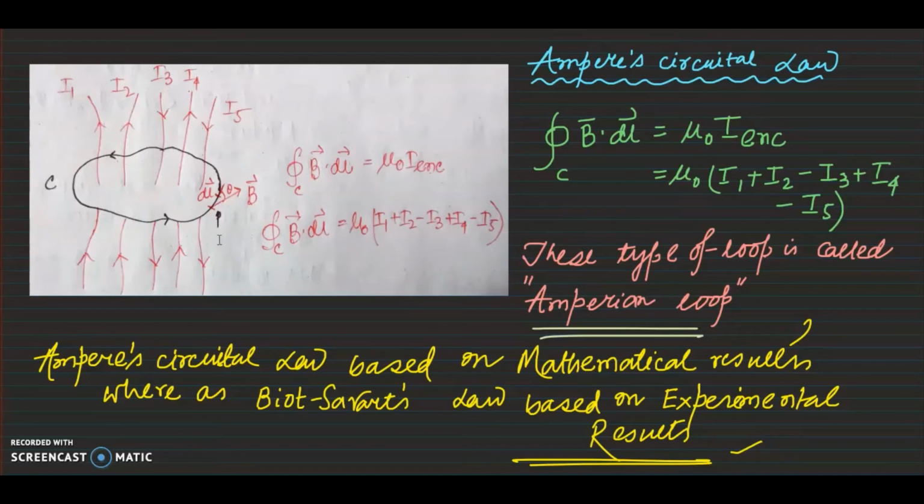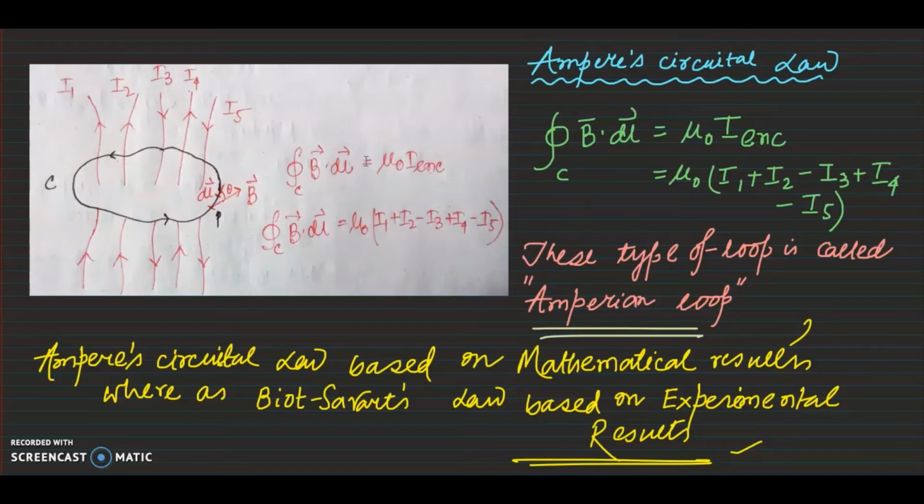So from the figure we can see that C is a closed loop, and the 5 current carrying wires are passing through the plane of the loop; I mean the currents are enclosed by the loop. Some of the currents are in the inward direction and some are in the outward direction.